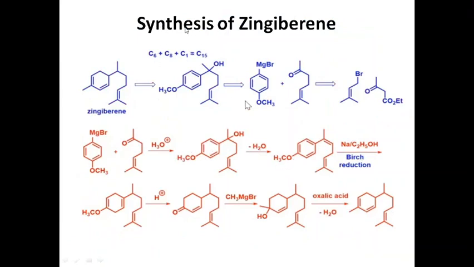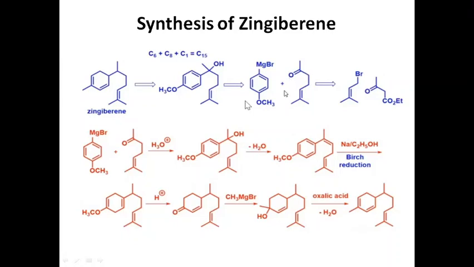Last of all, the final proof of the structure of zingiberene comes from its synthesis. The following compounds are taken. First, as you can see, this is methyl heptanone containing 8 carbon atoms. The 8 carbon atoms come from this methyl heptanone, and the 6 carbon atoms come from the Grignard reagent, as you can see here. The methyl heptanone has been formed from ethyl acetoacetate, and the reaction of both these compounds results in the formation of methyl heptanone, as we have studied earlier in the synthesis of citral and geraniol.